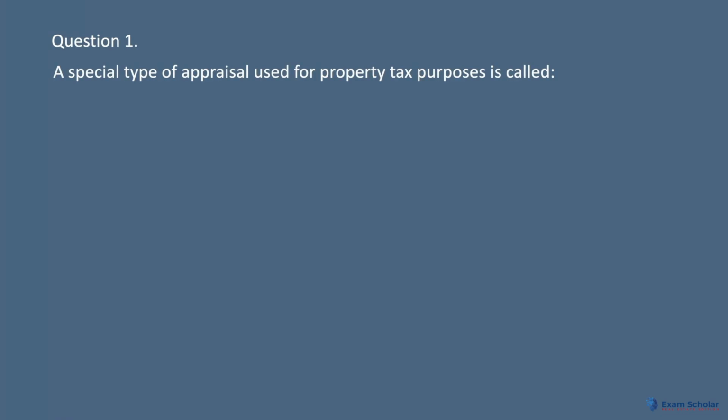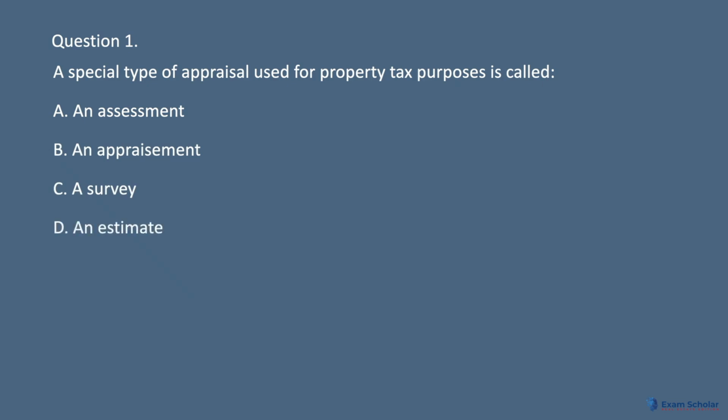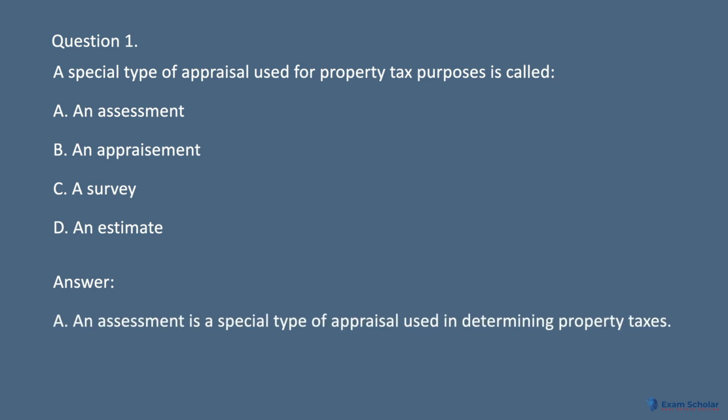Question 1. A special type of appraisal used for property tax purposes is called A. An assessment. B. An appraisement. C. A survey. D. An estimate. Answer. A. An assessment is a special type of appraisal used in determining property taxes.